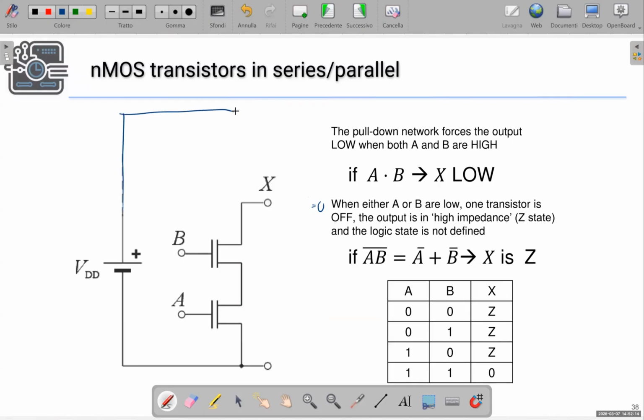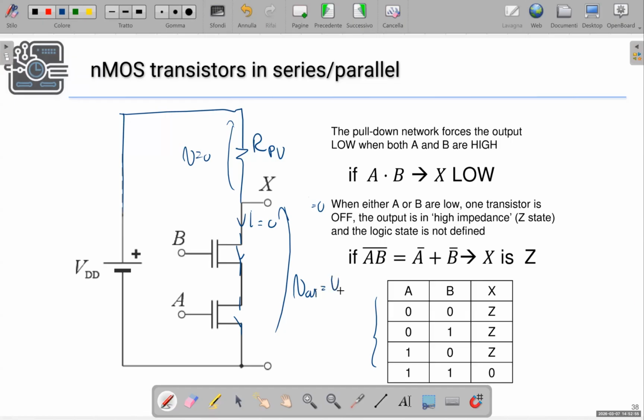what we could do is to connect a resistor between the supply and the output node. This would be a pull-up resistor, a pull-up network made of a resistor. When either the switch A or the switch B is off, so in these three cases highlighted here, the current I is zero. The voltage drop across this resistor is zero, and the output voltage is VDD.